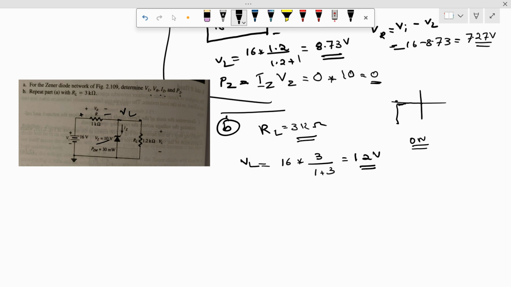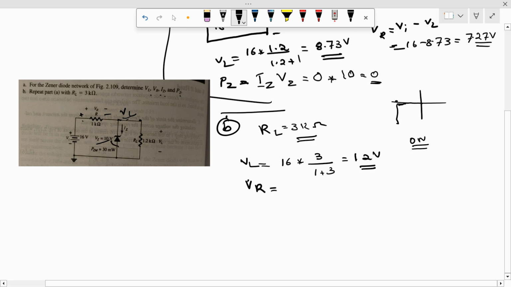So now what do we have to find? We have to find VR. What is VR? In order to find VR, we have to just find the difference between the two potentials. One end is 16 volt, the other end will be VL. VL is not 12 volt, it will be 10 volt because the Zener will regulate the 12 volt into 10 volt, right? If the Zener is in the on state, then the potential across it will always be the Zener voltage.